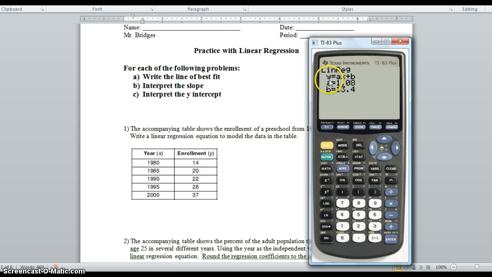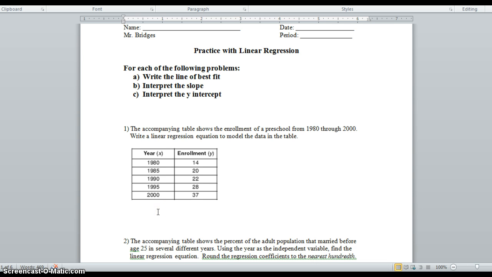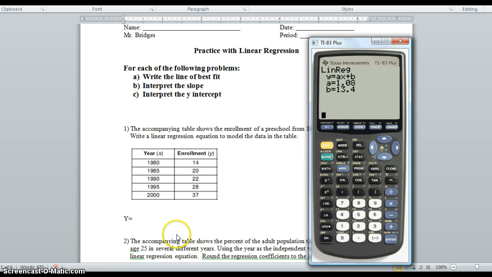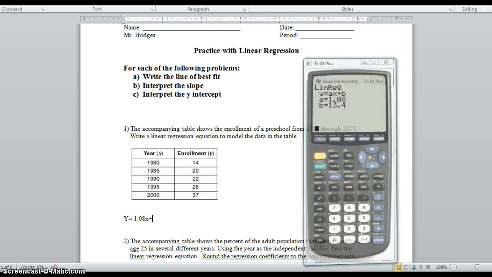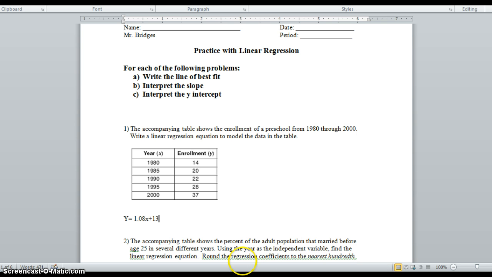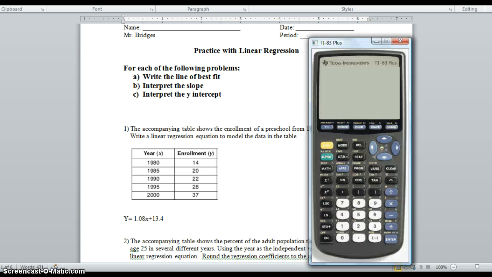And as you can see, it's y equals ax plus b. A is 1.08, b is 13.4. Okay, so I'm going to write my equation here, which is y equals 1.08x plus, and again my y-intercept is 13.4. Now it also tells you that you are to interpret the slope and interpret the y-intercept.